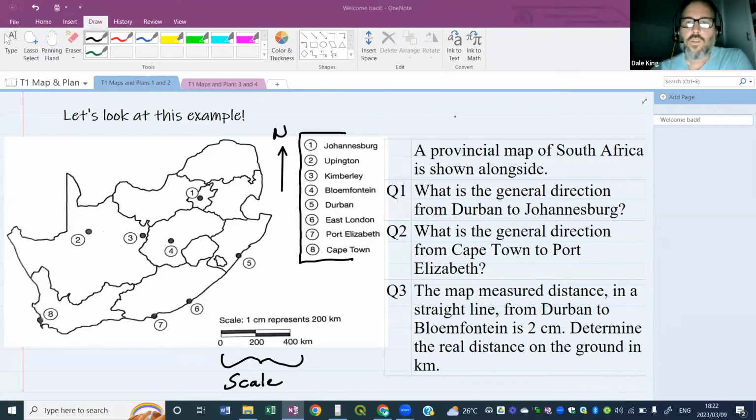Okay, so let's go into the questions. Question 1. What is the general direction from Durban to Johannesburg? So we look at our key and we see that Durban is number 5 and Johannesburg is number 1. Can anyone tell me what the general direction from Durban to Johannesburg is? The answers are coming in very fast. That's fantastic.